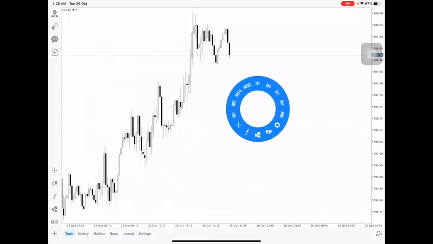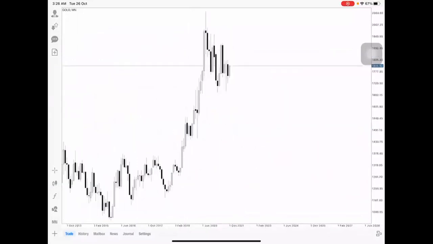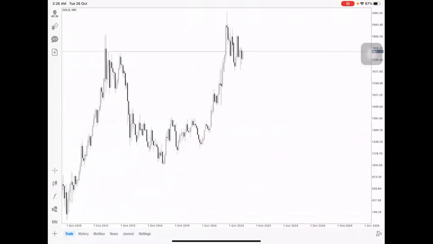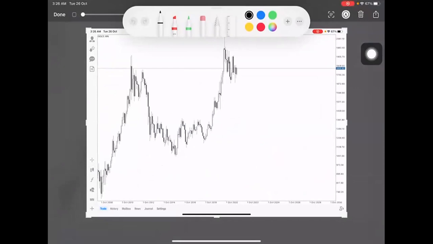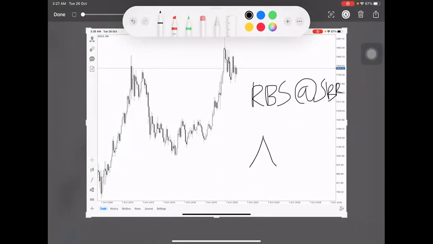Okay, what is the question? Since you said direction is BO to BO, why would you mark the normal support and the normal resistance as a key level? That's the question. Why do we use RBS or SBR, right, instead of normal support and resistance? Yes.